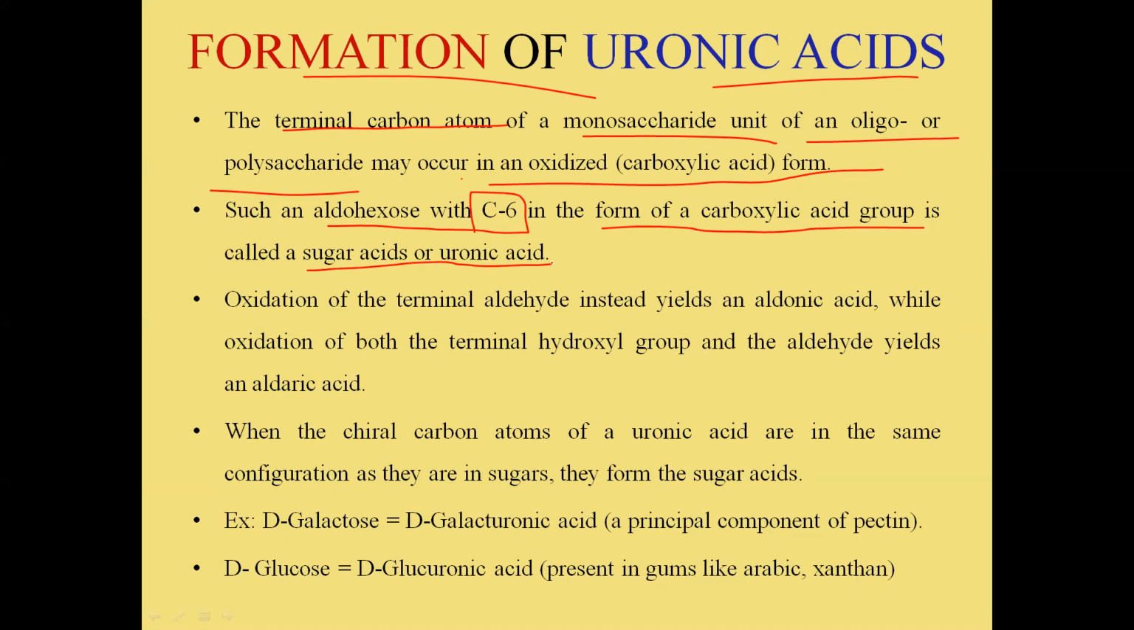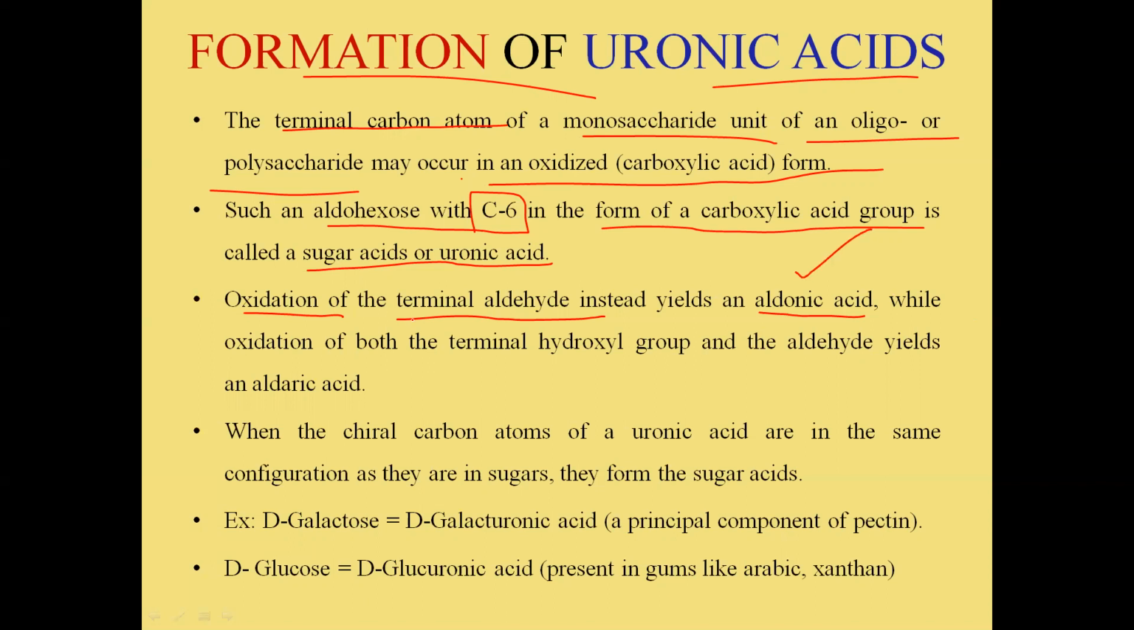On reduction of the sugars, what we get are sugar alcohols, and on oxidation of the terminal carbon atom, that is the C6 of the sugars, we get sugar acids. Two different terms which we have to know here: oxidation of the terminal aldehyde yields aldonic acid. If you remember the first reaction, it is the oxidation of the aldehydic group, and one example we saw is the conversion of D-glucose to gluconic acid, which is nothing but an aldonic acid.